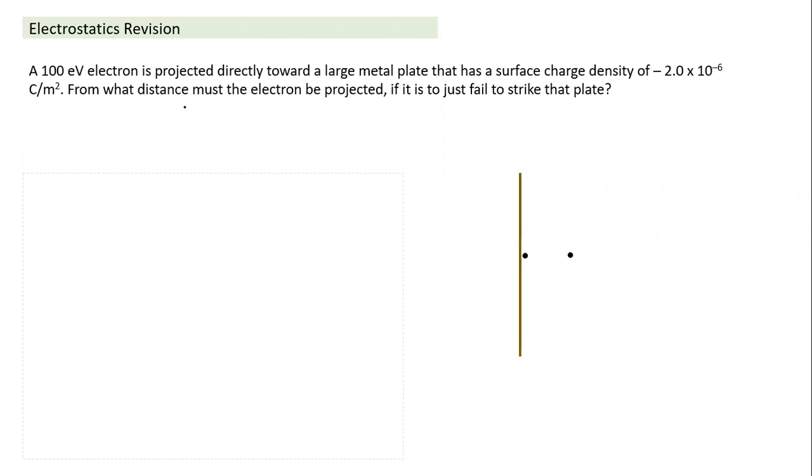Okay, another question, some more questions of the conservation of mechanical energy kind. A 100 electron volt electron is projected directly towards a large metal plate. So there's an electron here, and its energy KE is equal to 100 electron volt. I hope we all recall 100 electron volt is equal to 100 into the magnitude of charge of the electron, so many joules is the kinetic energy. So kinetic energy is a positive value.